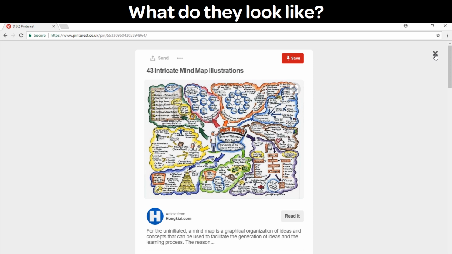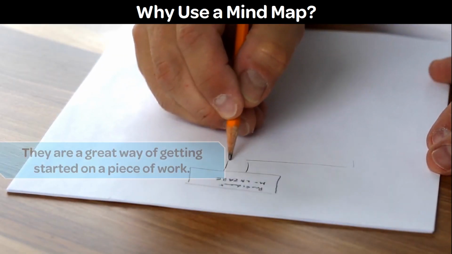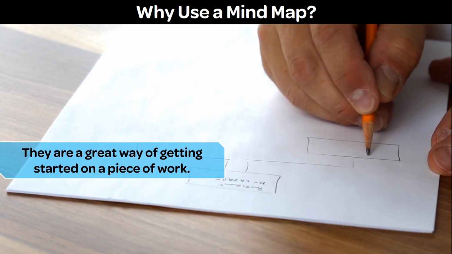There's a little bit of text at the bottom which says, for the uninitiated, a mind map is a graphical organization of ideas and concepts that can be used to facilitate the generation of ideas and the learning process. So why would you actually want to use a mind map?